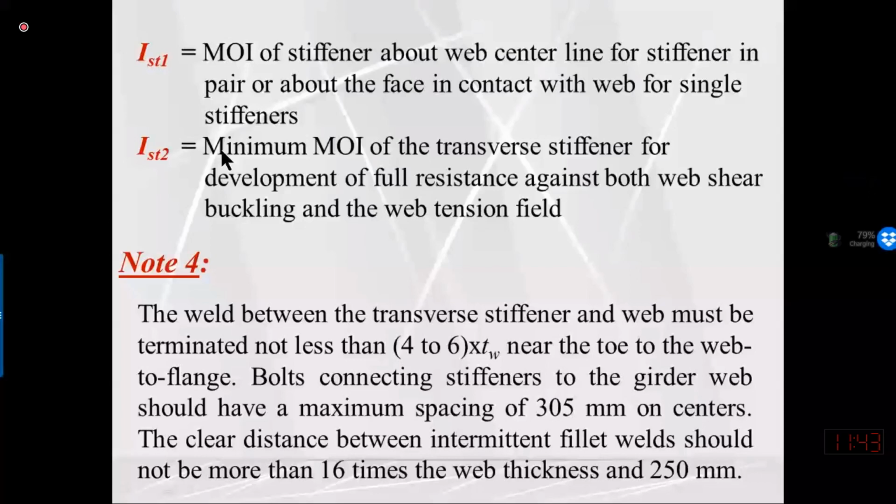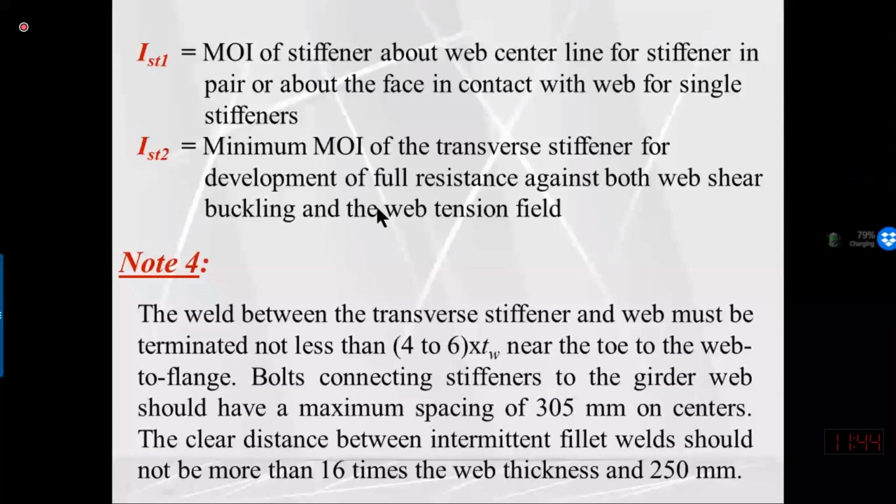So I_st2 is the minimum moment of inertia of the transverse stiffener for development of full resistance against both web shear buckling and web tension field action. So this is the minimum moment of inertia required to resist the web buckling and also tension field action.